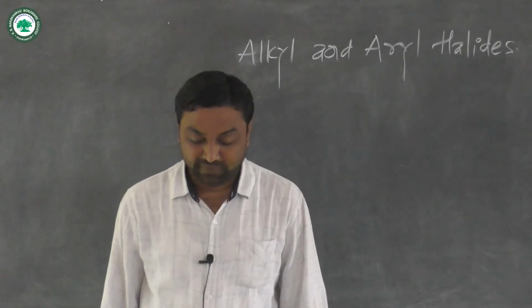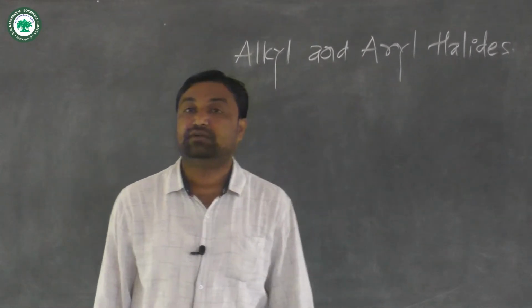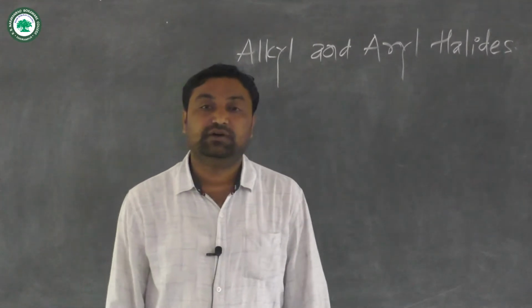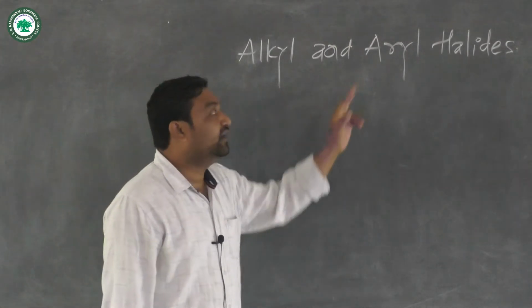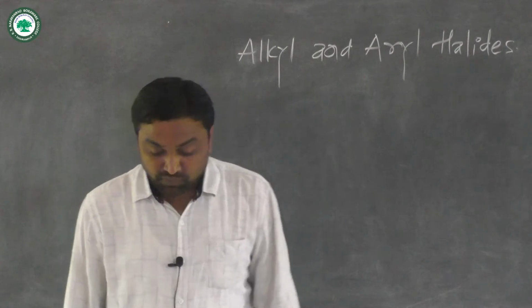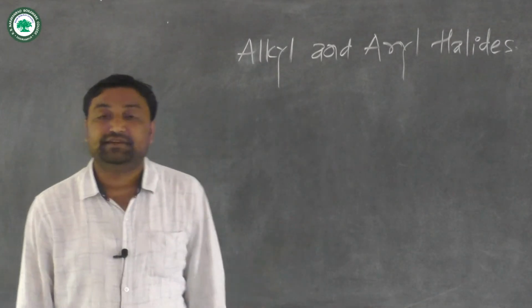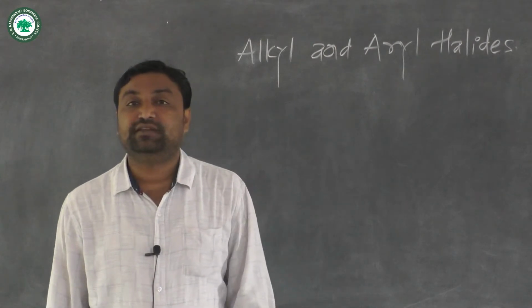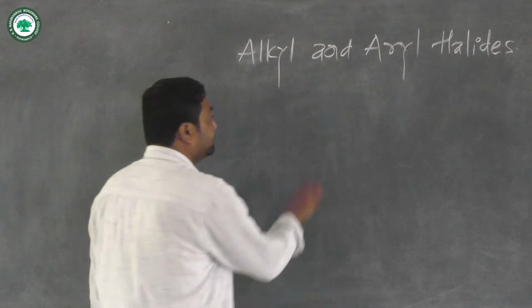Hello friends, now we have completed our first chapter, that is aromatic hydrocarbons, and are going towards the second chapter of this syllabus, that is alkyl and aryl halides. For moving towards alkyl and aryl halides, firstly we have to understand the meaning of halogen derivatives of alkanes.